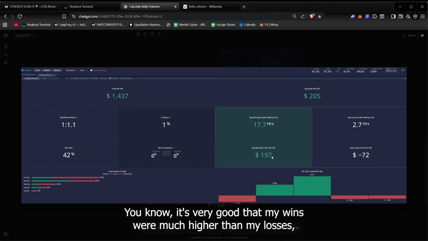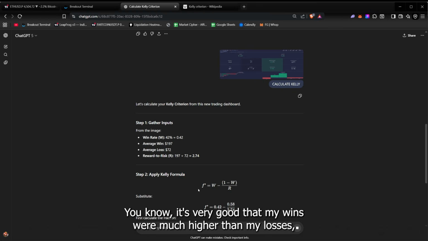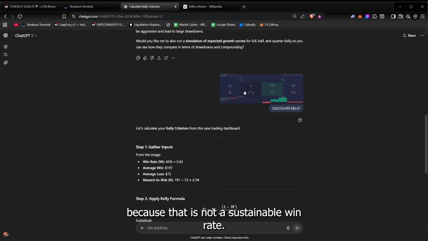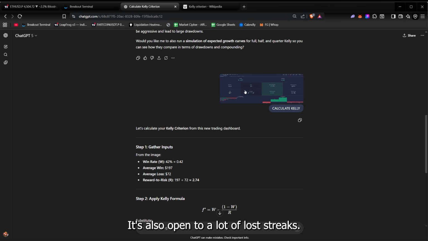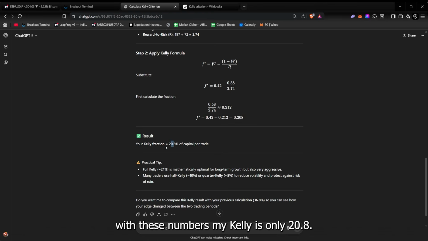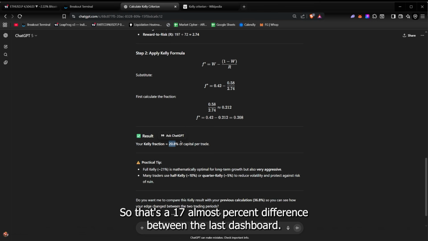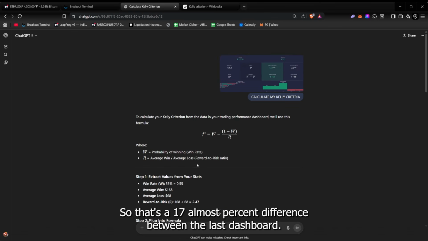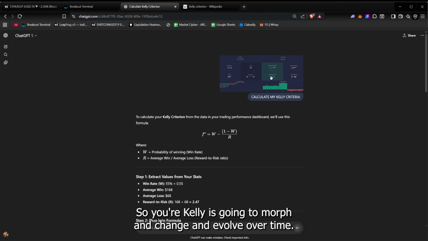It's very good that my wins were much higher than my losses, because that is not a sustainable win rate. It's also open to a lot of loss streaks when you fall below 50%. With these numbers, my Kelly is only 20.8. So that's a 17 almost percent difference from the last dashboard. So your Kelly is going to morph and change and evolve over time.